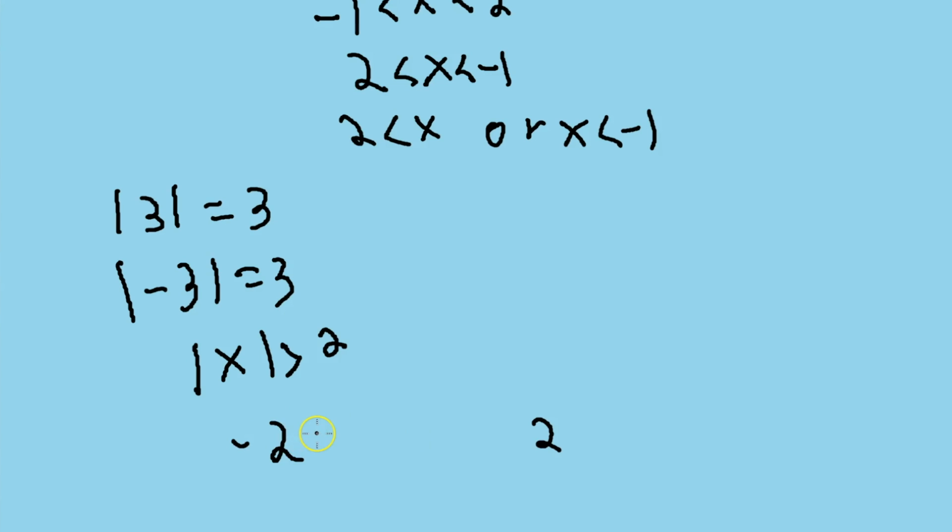Okay, so moving on to "and" absolute value inequalities. An example of that would be the absolute value of x is less than 2. And a smart trick to remember whether it's "and" or "or": if it is less than, it is "and", and if it's greater than, then it is "or".